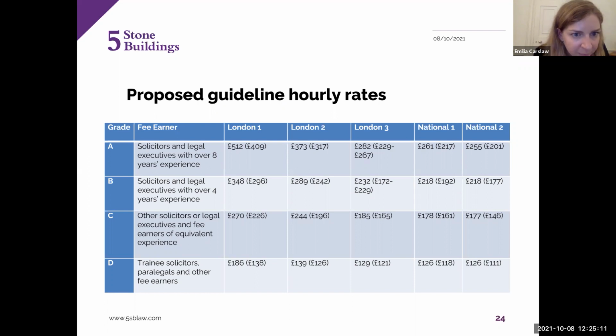So these are the new guideline hourly rates with the old rate in brackets. You can see that London 1A for grade A has the largest increase. And it's worth noting that the guideline hourly rates are not to be retrospectively implemented. They applied from the date of approval, so last week.